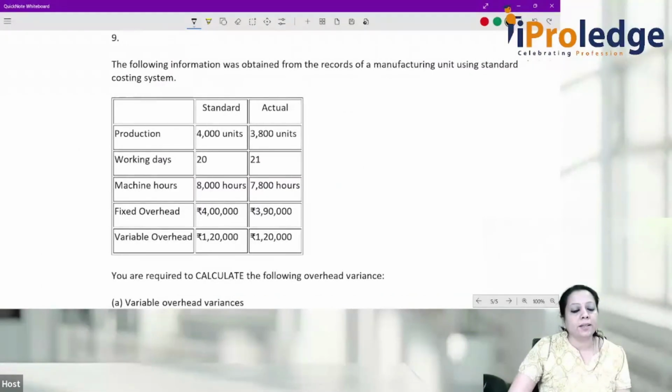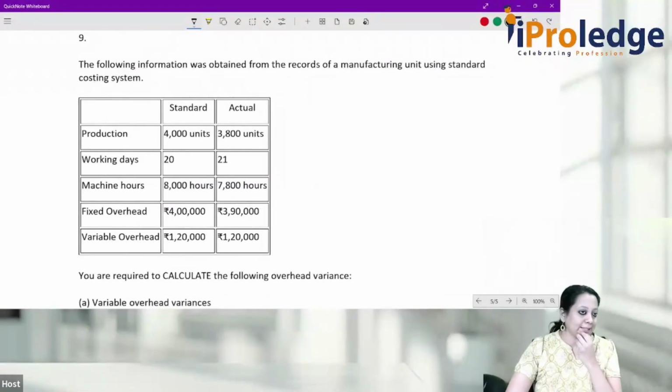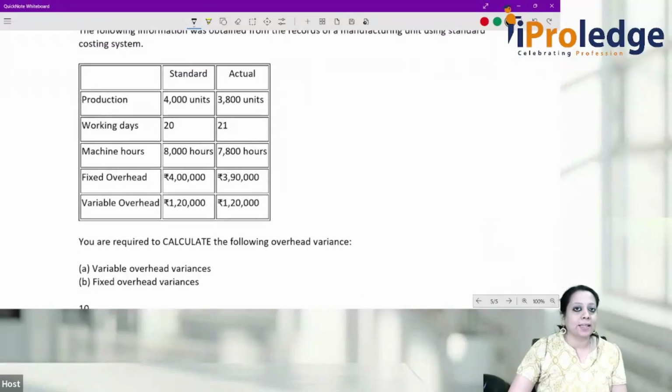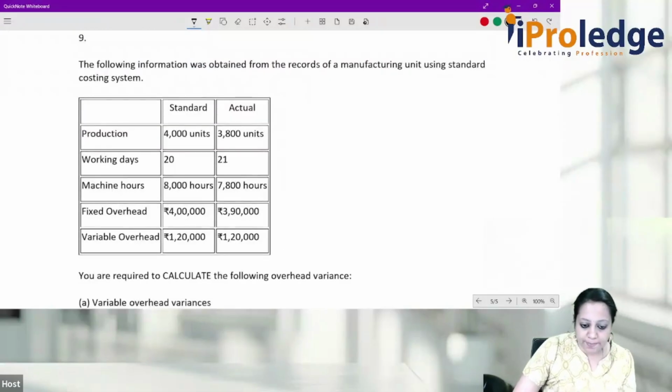This is from our study material only. It's not a past exam question. It's very easy to explain both variable and fixed overhead in the same problem, so that is why I put it. It's all about substitution. Right, students? So now we will proceed.